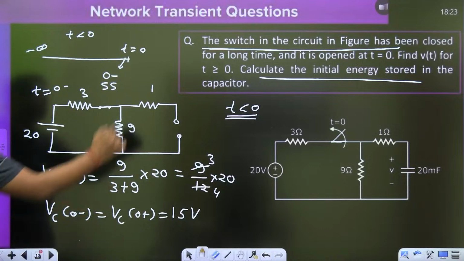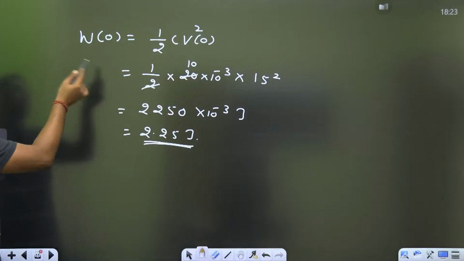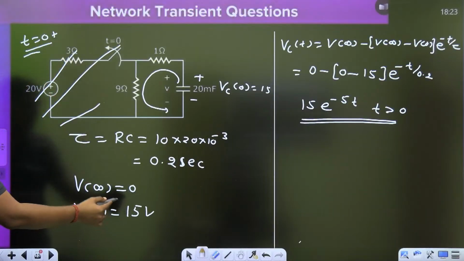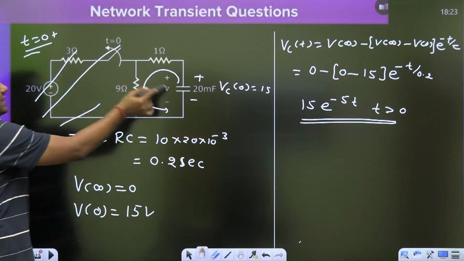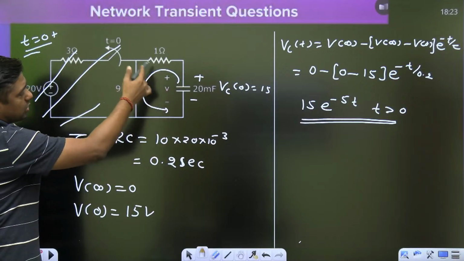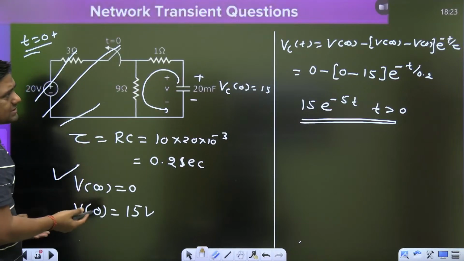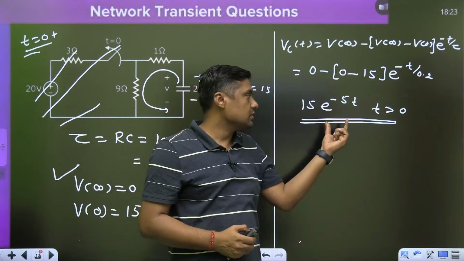Now 0 positive acts like what? Initial condition. So what is the initial voltage? Because the capacitor does not allow sudden change of voltage, that's why it will remain 15. So this is the 0 positive. Now when the switch is open, exactly at t equal to infinity, what will happen? The capacitor will fully discharge because there is no active source. Therefore, the final voltage is 0. To use this concept, you have to use only one equation. You will get this answer.